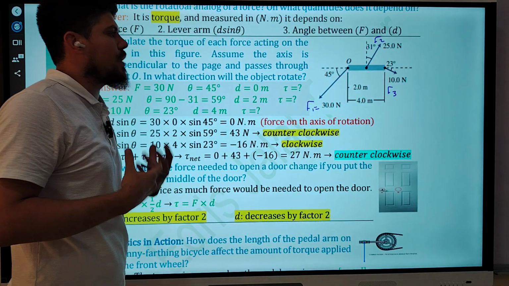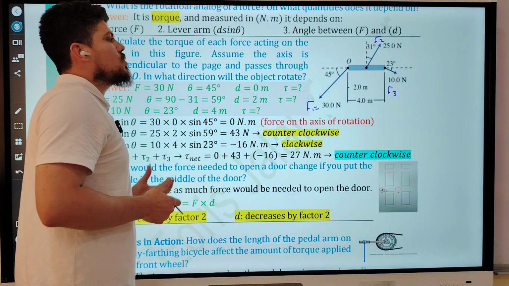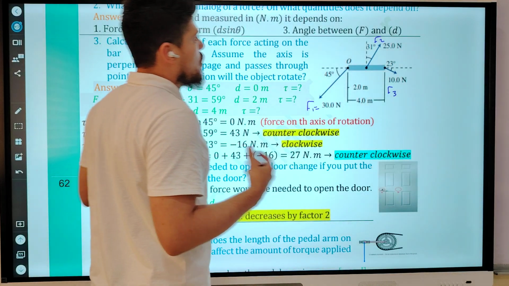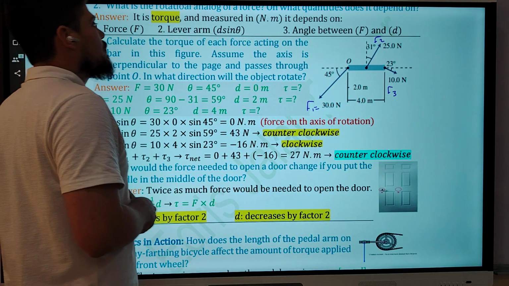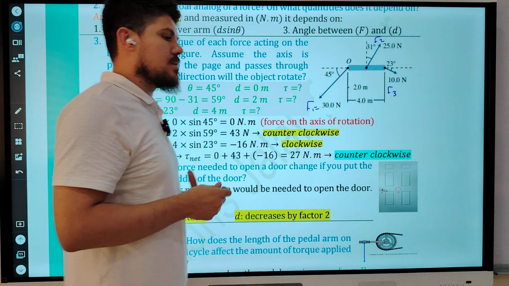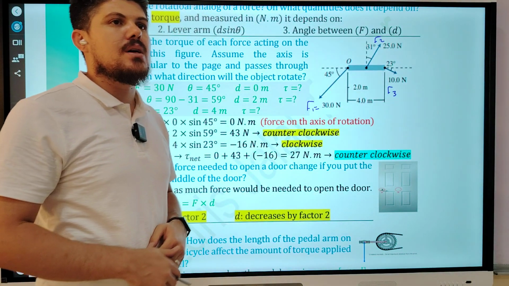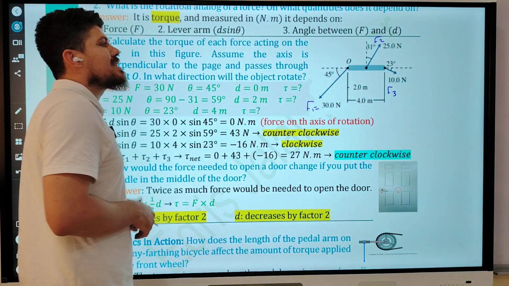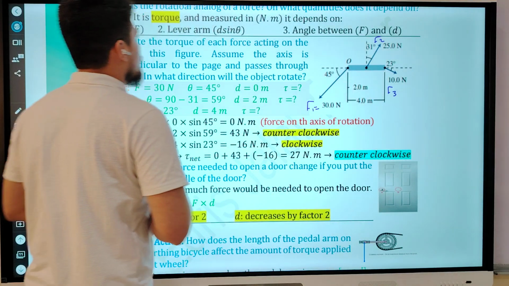How many forces do we have? We have 3 forces. How many torques do we have? We have 3 torques also. Why? Because each force is responsible for a torque. Okay? But sometimes the torque becomes 0, and sometimes the torque becomes a positive value, and sometimes a negative value. It depends on the situation.